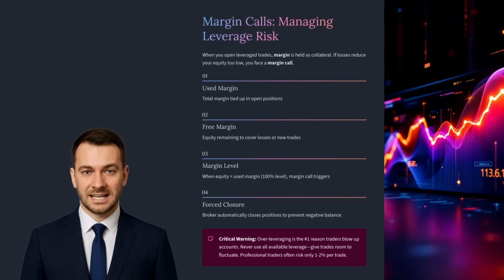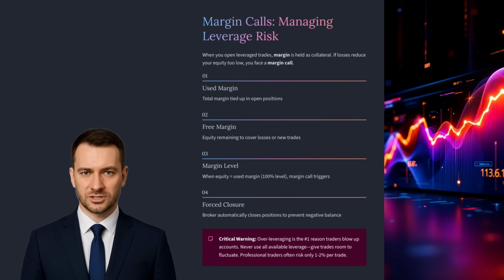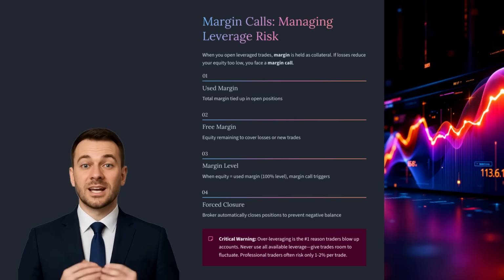Whenever you open a leveraged trade, a portion of your account is held as margin. Margin is typically quoted as a percentage of the position. For example, a 1% margin requirement, which corresponds to 100:1 leverage, means for each $100,000 traded, $1,000 is required as margin. If you opened a 0.5 lot position, a $50,000 position, with 1% margin, the required margin would be $500. Your trading platform will usually show used margin, the total margin tied up in open trades, and free margin, the equity left that can cover new trades or losses.